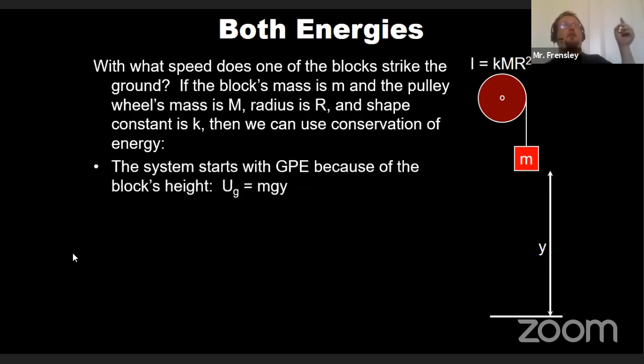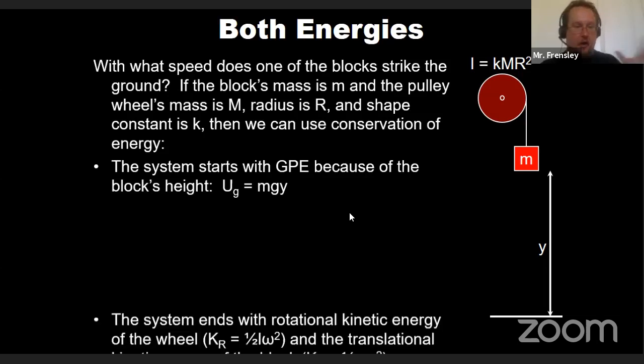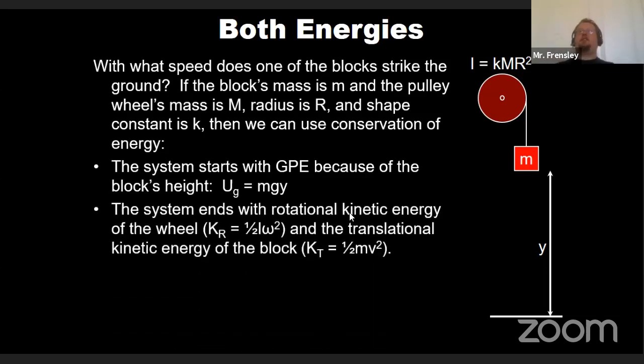So I'm going to start with potential energy of the little block. That's mgy, right? You see the y here in the diagram and the little m. Now, what is that going to turn into? It's going to turn into two energies: the rotational kinetic energy of the wheel, because we have to rotate the wheel to let the string out, and the translational kinetic energy of the block.